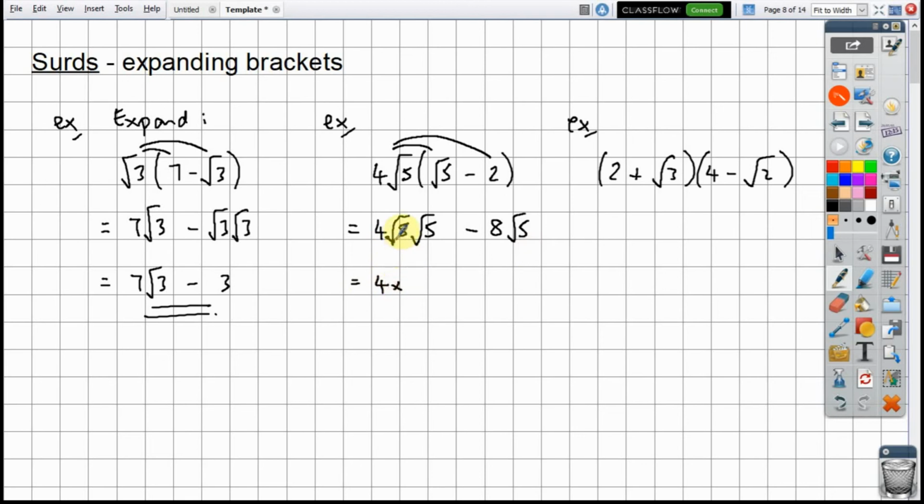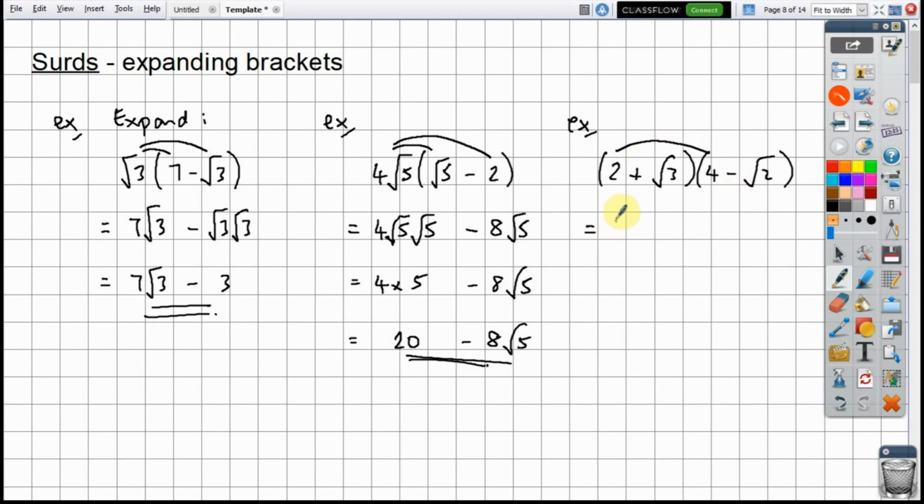4 times 5 minus 8 root 5 gives me a final answer of 20 minus 8 root 5. Which leads us on to double brackets. Now different people do these in different ways, but however you approach it, you must multiply everything inside this bracket by everything inside that bracket. If your teacher would normally get you to draw out a grid for multiplying double brackets with algebra in, you can draw that grid out for this as well.